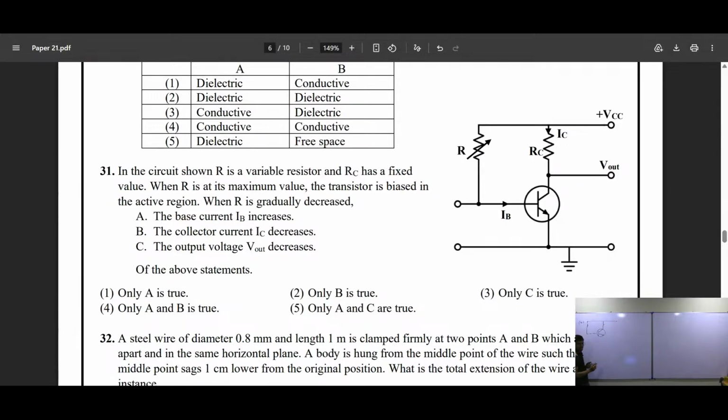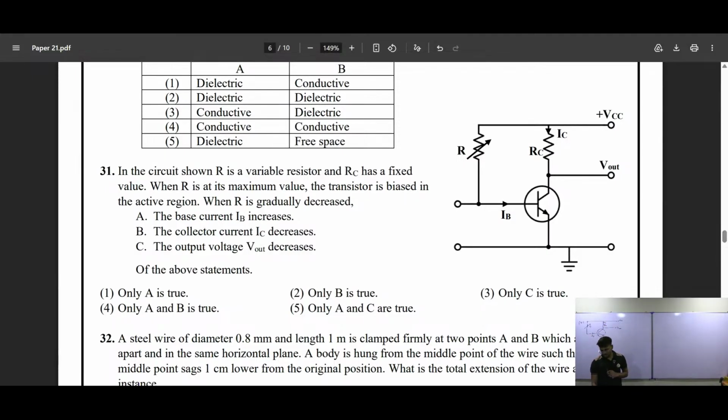This is a PNP transistor. This point is grounded. There you have the output voltage, V out, plus VCC. Base current is IB. This is the variable resistor R. And there you have IC and RC. So what are the answers?